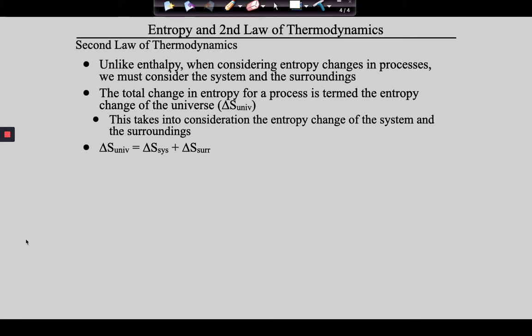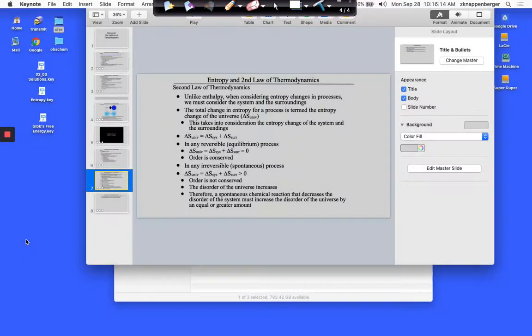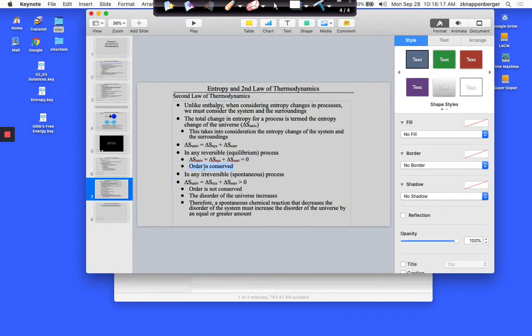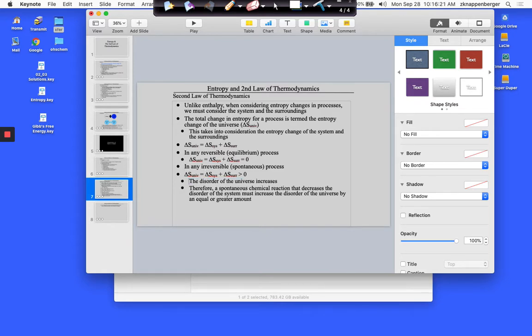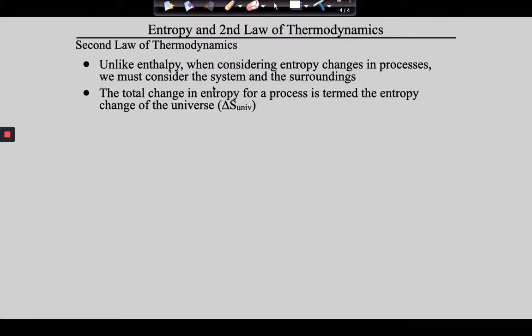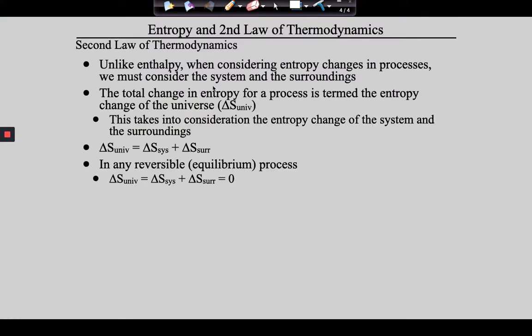But what did we call that freezing-melting process? Equilibrium and reversible. So guys, in any reversible equilibrium process, the change in entropy is zero. But guys, this is the one that's crazy. In any irreversible and therefore spontaneous process, the disorder of the universe is actually going up. The entropy or disorder of the universe is going up.